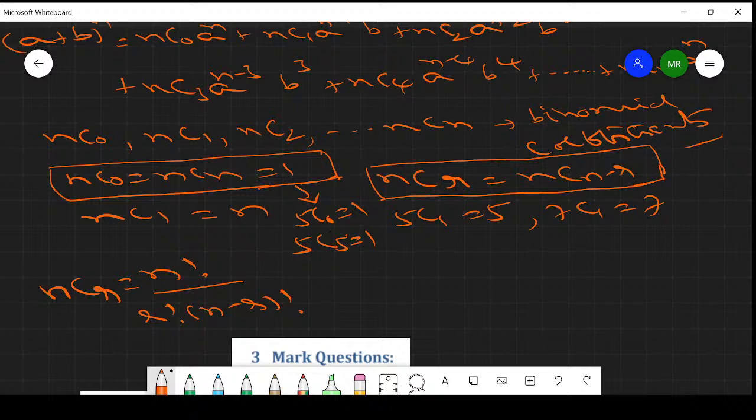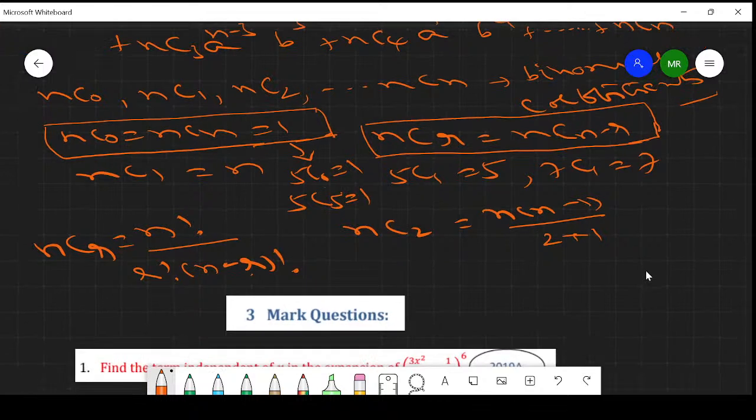nCr equals n factorial by r factorial into (n minus r) factorial. Using this we can find it, but I will tell you another way also. For example, I want nC2. Simply we write 2 consecutive factors, n into (n minus 1) by 2 into 1. This is nC2. You can use the formula, or you write nC2 means n into (n minus 1) by 2 into 1.